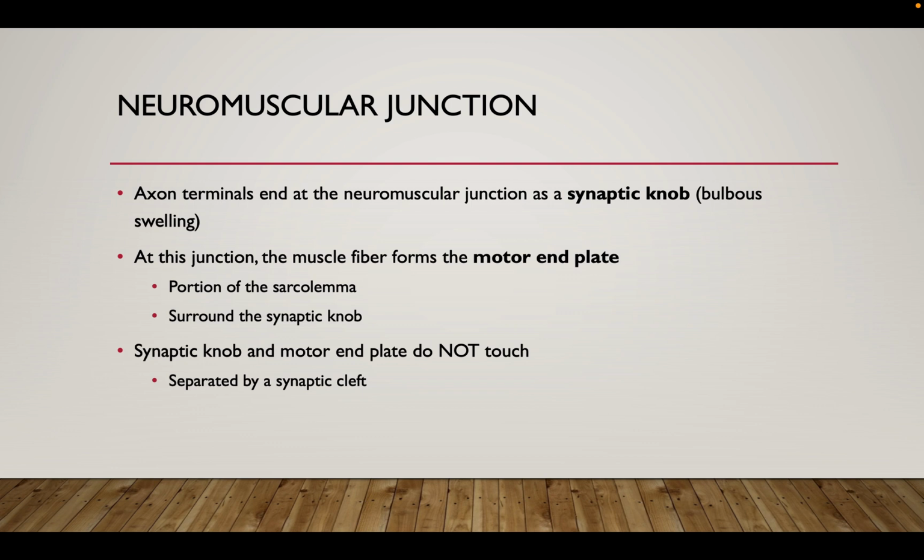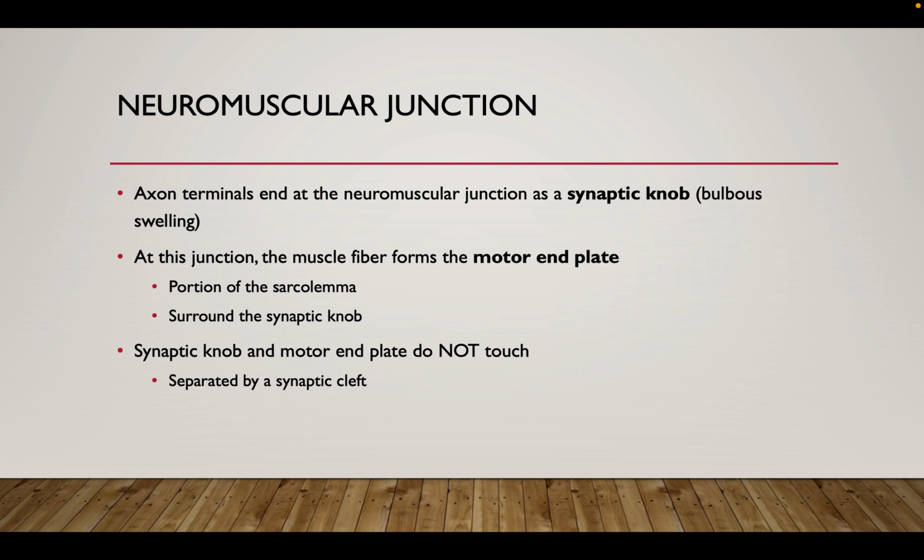We'll also see in the next image that there is a motor end plate that is formed at the junction of where our neuron meets our muscle fiber. This is going to involve the synaptic knob that is releasing our neurotransmitters, and then the portion of the sarcolemma that is directly adjacent to that synaptic knob. It's important to note that they don't touch, but they're separated by something called a synapse.